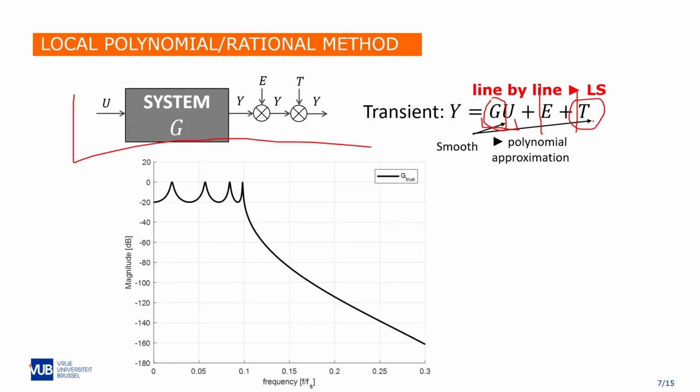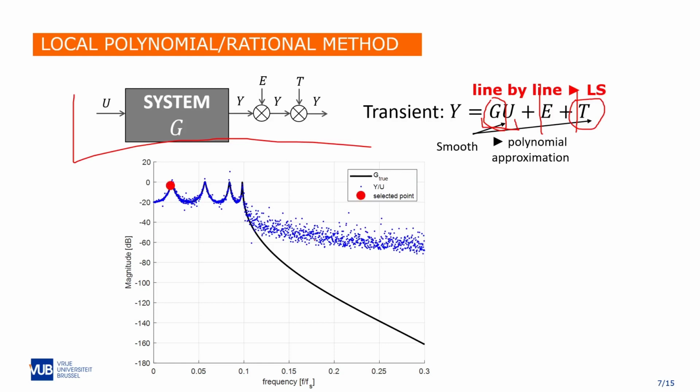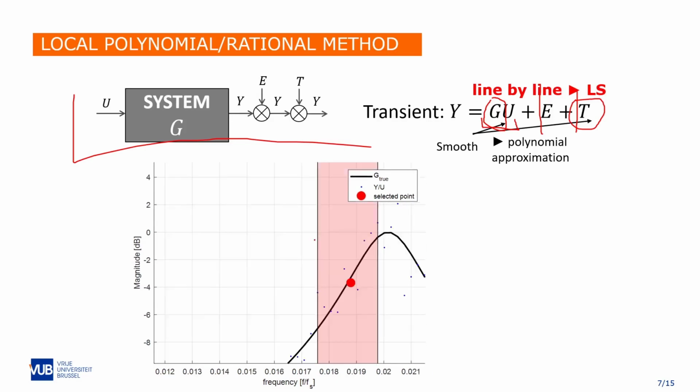Let me illustrate this with a very, very simple simulation. This is an FRF of a smooth system, the true FRF. Then I add some noise and transient, and these blue dots represent the output-input relationship. What we do is choose one point. Around this point, we select a narrow window, a processing window. I zoom in, and within this region, in this rectangle, we fit polynomials, let's say 0-order, first order, second order, third order polynomials. And we solve this polynomial problem within this interval.